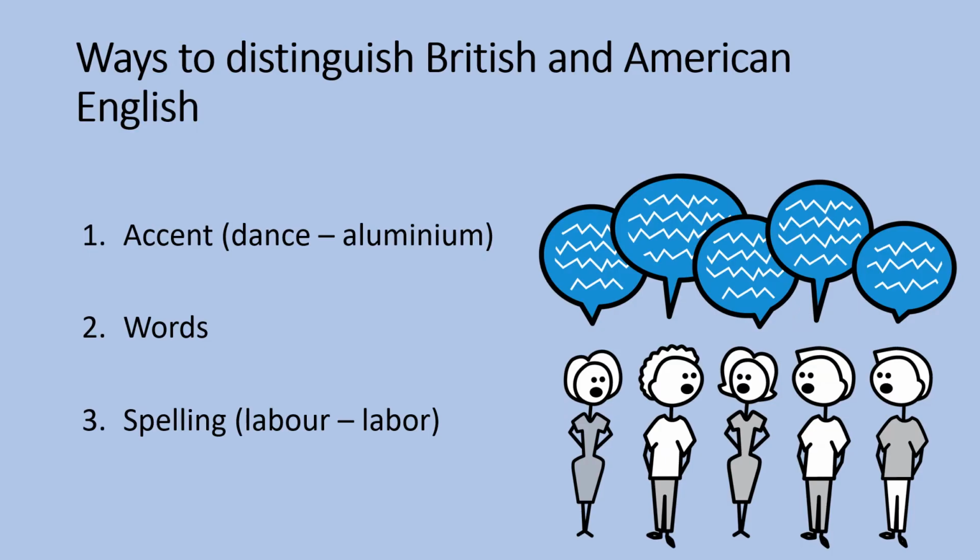There are usually three ways in which we can distinguish speakers of different English areas. One is the accent itself, the way we pronounce words like dance or dance, or aluminium or aluminum. But there are also some words that can be very different depending on where in the English-speaking world you are. Then again, there is a difference in spelling depending on if you are in Britain or in America. Today, we will talk about those differences.